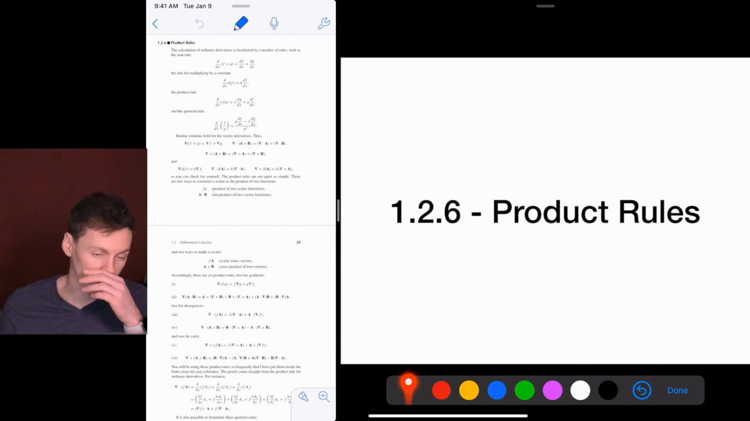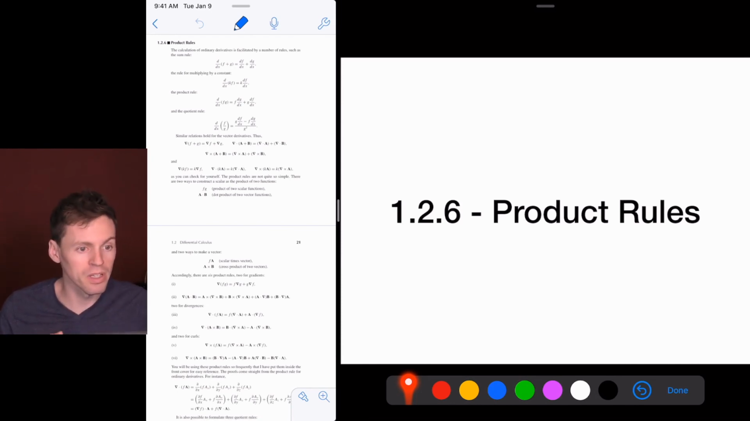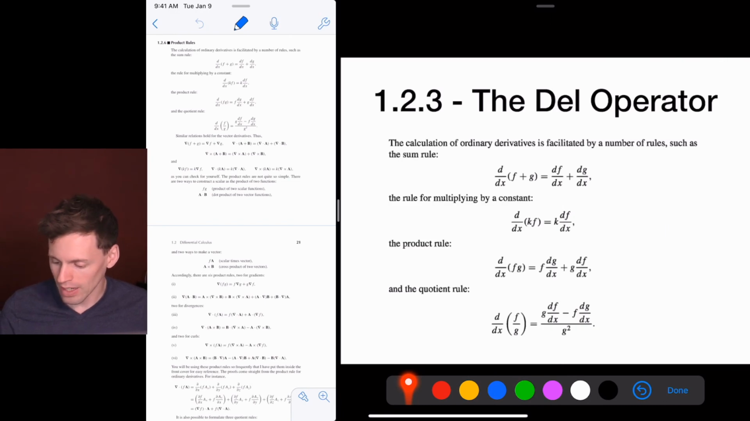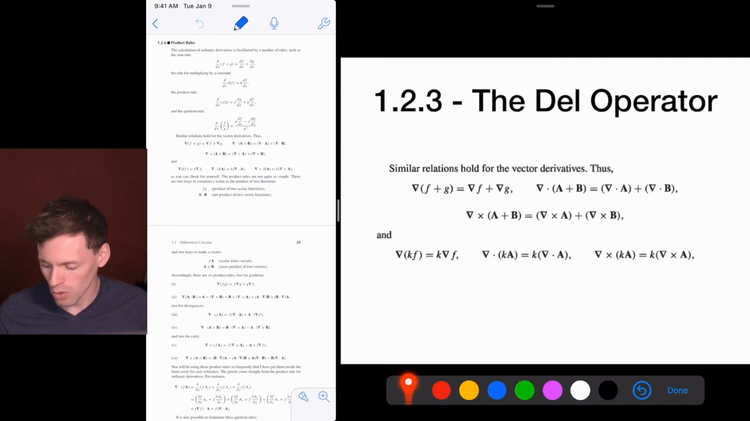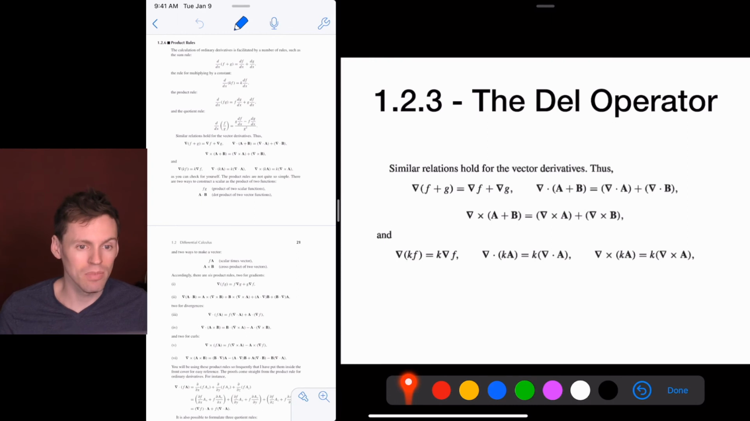So there's divergence and curl and gradients. Those are all really important functions. You have to make sure you really understand what they're doing. Okay, so the calculation of ordinary derivatives is facilitated by a number of rules, such as the sum rule. The derivative of the sum of two functions is just the sum of the derivatives. The rule for multiplying by a constant, the constant can come out. The product rule, first times the derivative of the second plus second times the derivative of the first. The quotient rule. You can have the same types of relationships for vector derivatives.